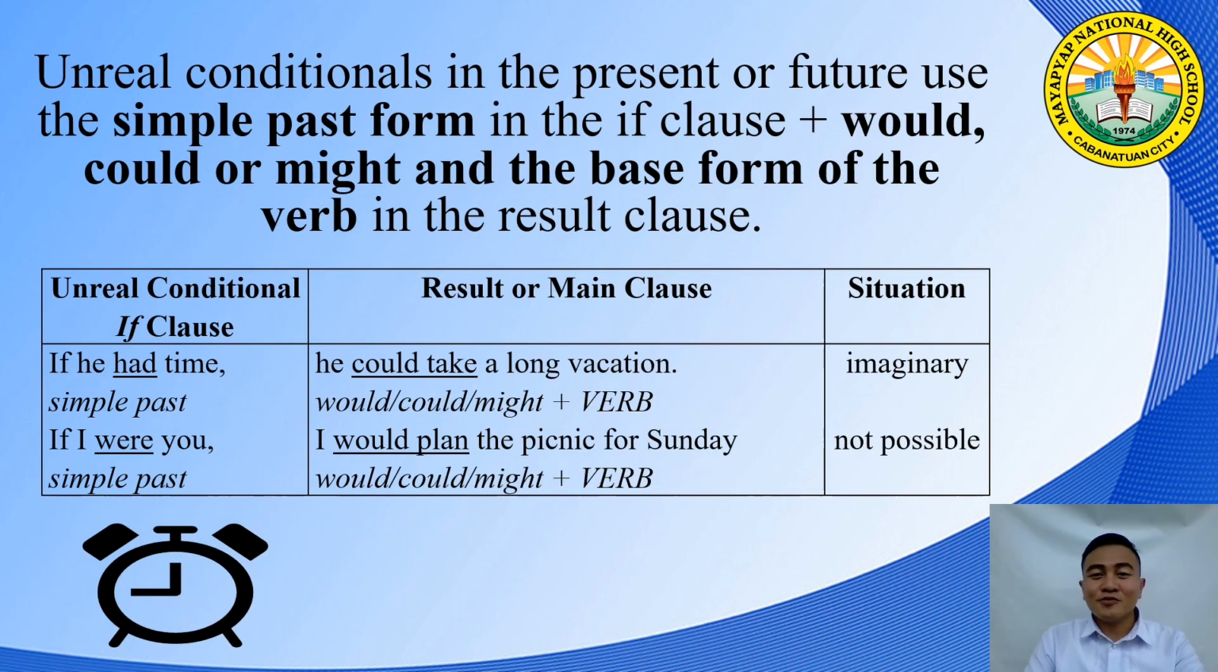Unreal conditionals in the present or future use the simple past form in the if clause plus would, could, or might, and the base form of the verb in the result clause. For example, if he had time, he could take a long vacation. The situation is imaginary. Another example, if I were you, I would plan the picnic for Sunday. The situation is not possible.